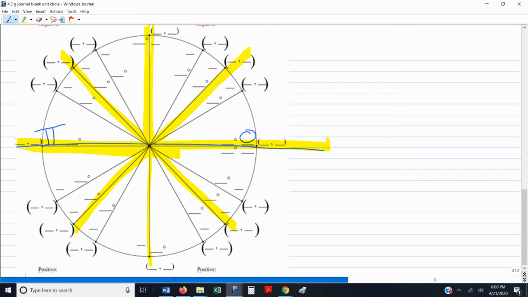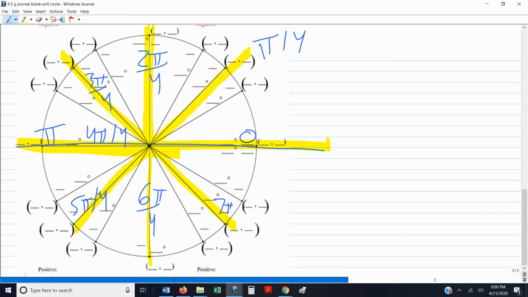So the first one is 1 pi over 4 and 2 pi over 4, 3 pi over 4, and 4 pi over 4. This is 5 pi over 4, 6 pi over 4, 7 pi over 4, and 8 pi over 4.